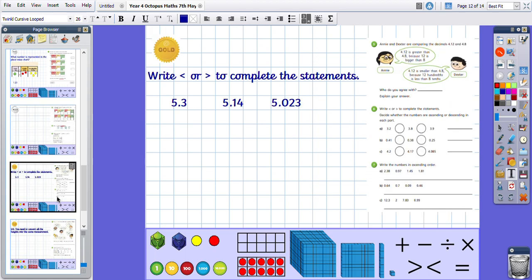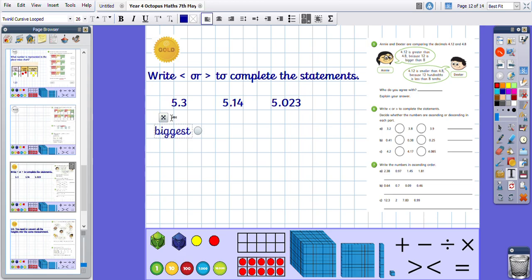For gold, you are completing questions 5 onwards. So a question such as number 6 says, use your crocodiles to complete the statement. So greater than or less than. I've got 5.3, 5.14 and 5.023. Now I know straight away that 5.3 is the biggest number here because it has 3 tenths. This one only has 1 tenth and this number has no tenths. So this is my biggest number.